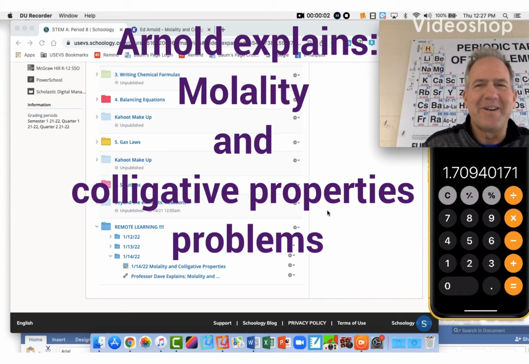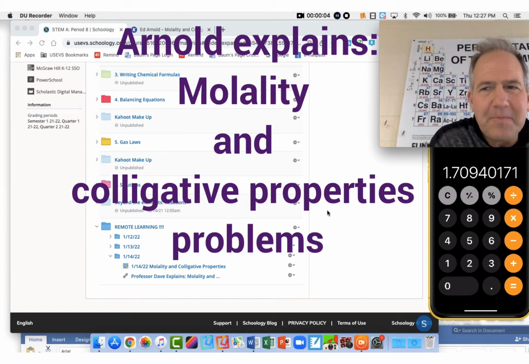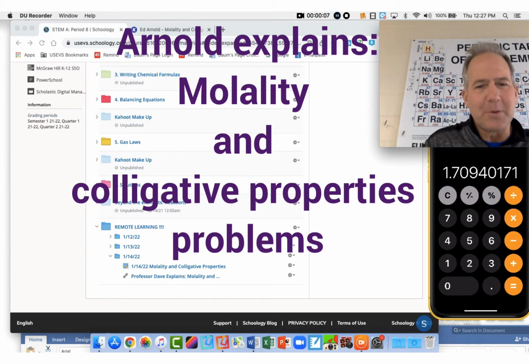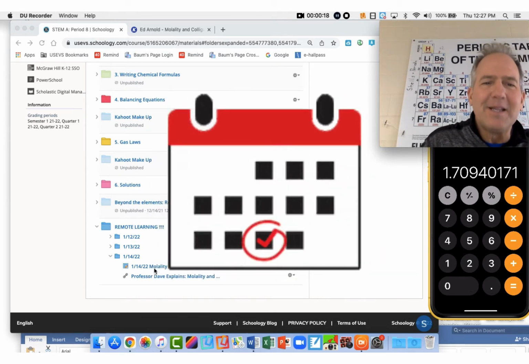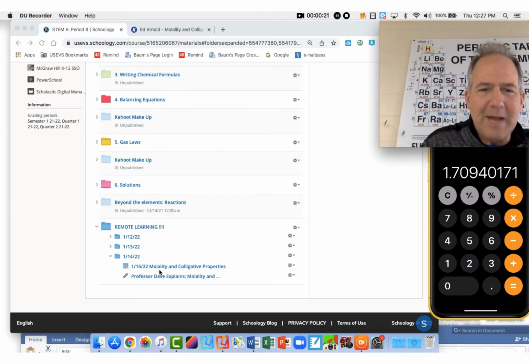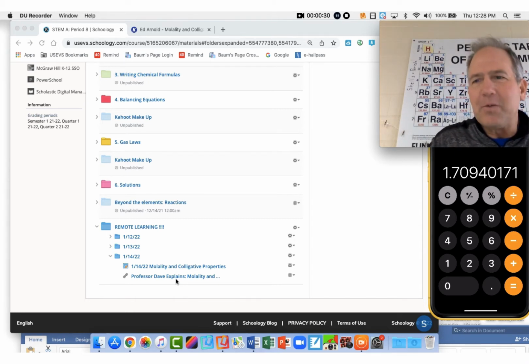Hey there! Hopefully if you're here, it's because you've already done the first part of this worksheet. And the first part was called Molality and Colligative Properties. Your date may be different depending on the class you're in, but the paper was Molality and Colligative Properties. The first part of that paper was a lesson from Professor Dave, and he explained how the molality and colligative properties worked. And so hopefully you filled that out.